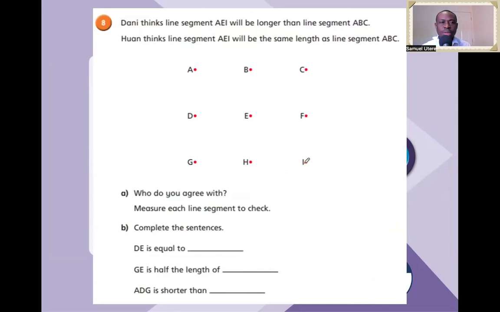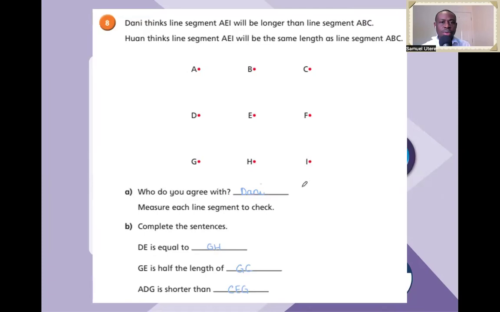Pause the video and answer question 8 in 2 minutes. Assuming you've paused the video and you've answered question 8, here are the answers. For question 8, you were asked, Danny thinks line segment AEI will be longer than line segment ABC. Huan thinks line segment AEI will be the same length as line segment ABC. So who do you agree with? We agree with Danny.